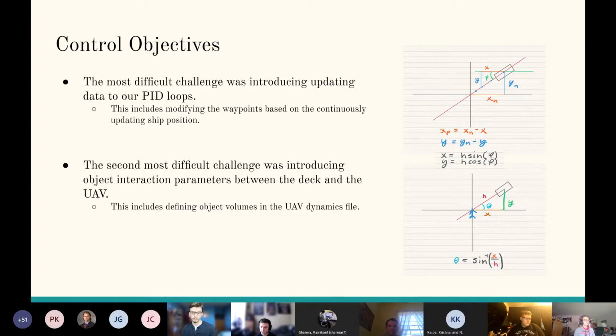The second most difficult challenge would be introducing object interaction parameters between the deck and the UAV. This includes making sure that the plane doesn't fly through the ship and making sure the plane doesn't fly through the sea. This was a lot of defining the volume space of the aircraft carrier in the sea, and then continuously updating those volume spaces.